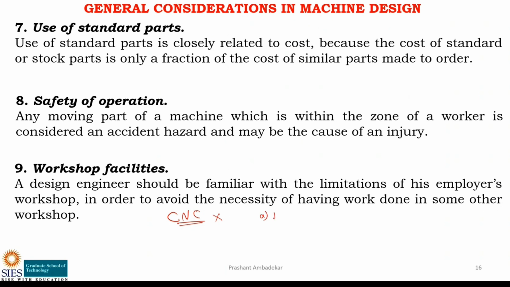The alternatives are he can purchase the CNC machine, or he can give it to someone to perform that particular operation. Then which one will be costly? If this is costly, then this should be done. Or if this is costly, then this should be done. Or is there any other way? Is there any other way that the operation cannot be done on a CNC machine or any other conventional machine which is available in the manufacturer's workshop? That has to be thought of by the design engineer.